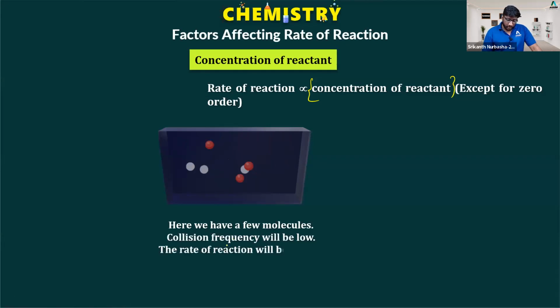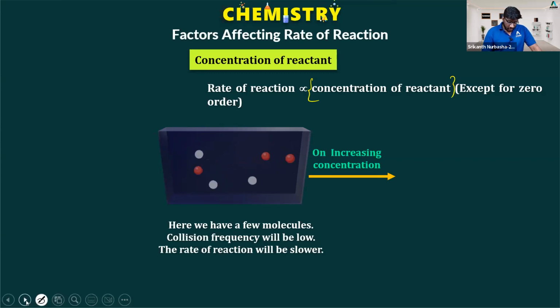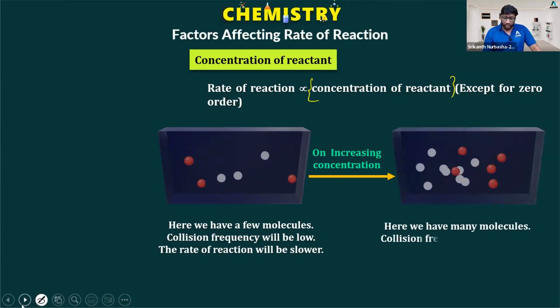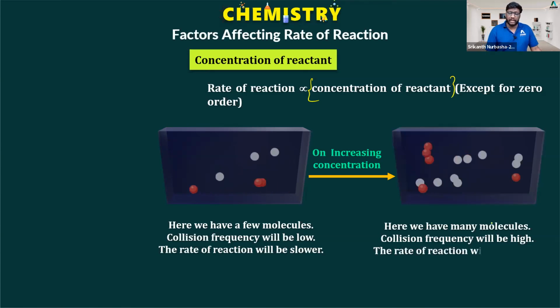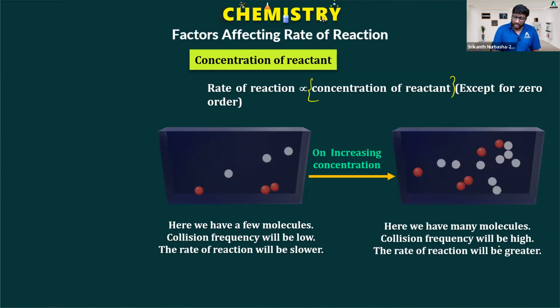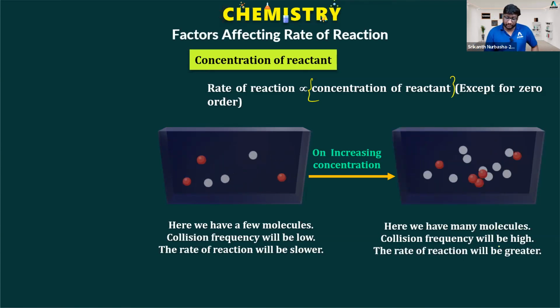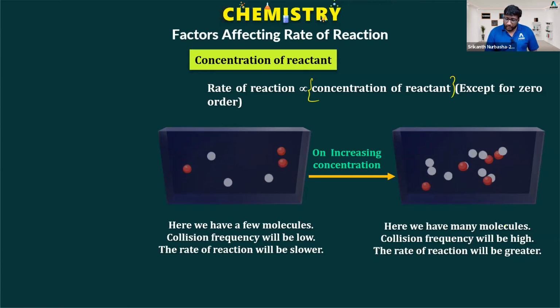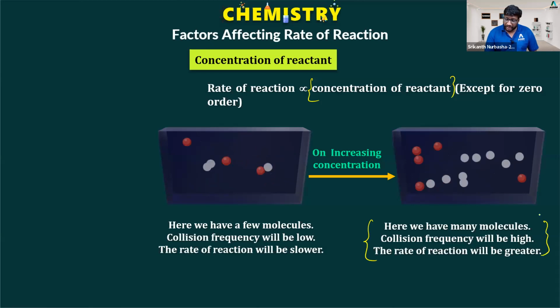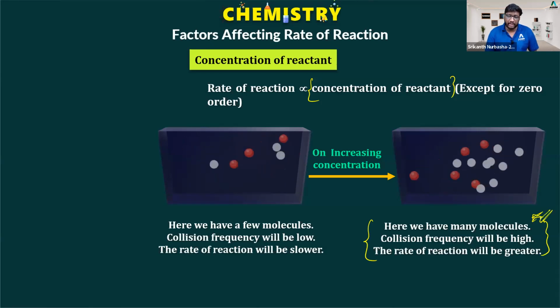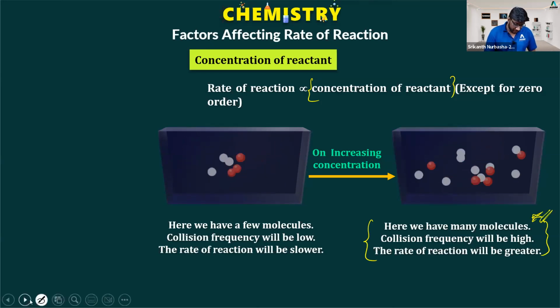Here we have a few examples. Collision frequency will be low, the rate of reaction will be slower. On increasing concentration, what happens? More number of molecules are there, thereby you will have higher collision frequency, thereby the rate of reaction will be greater. Here we have many molecules, collision frequency will be high, the rate of reaction will be greater.